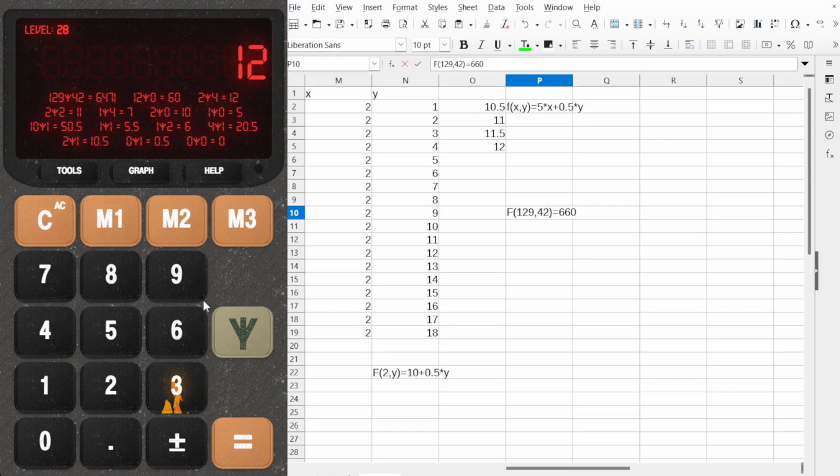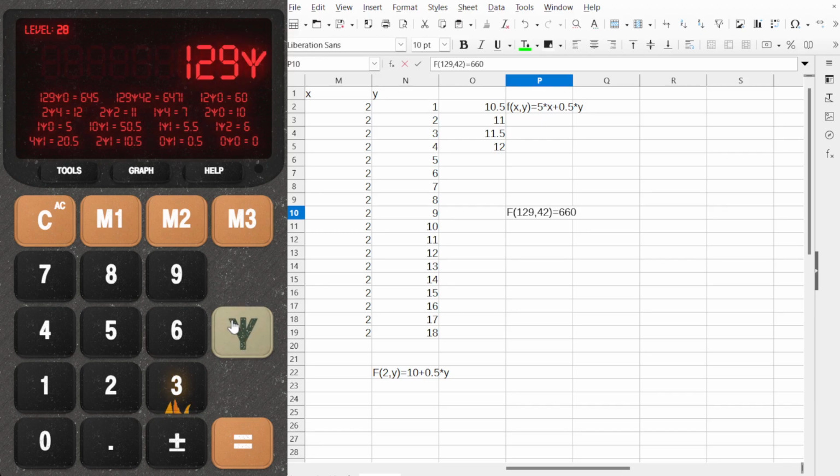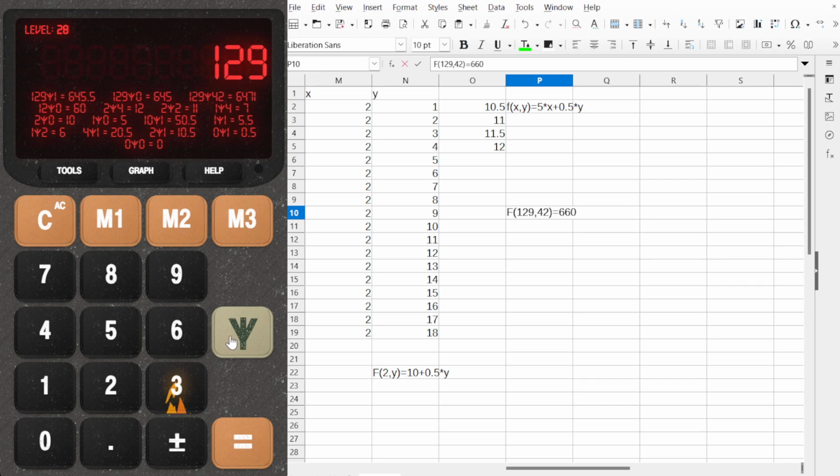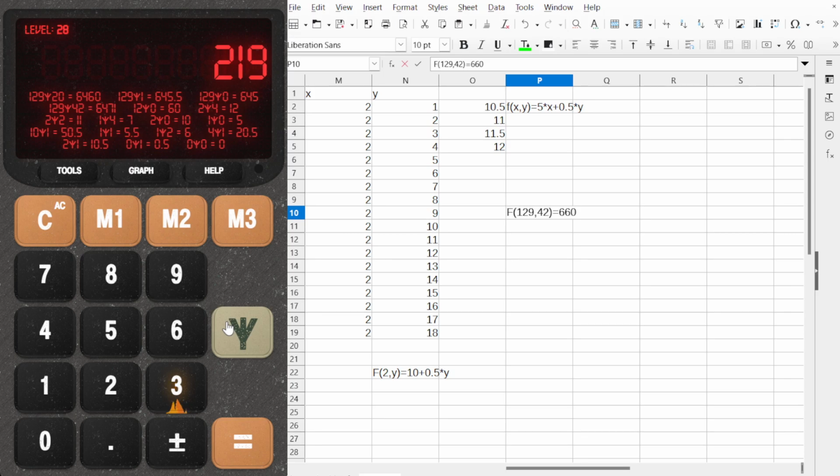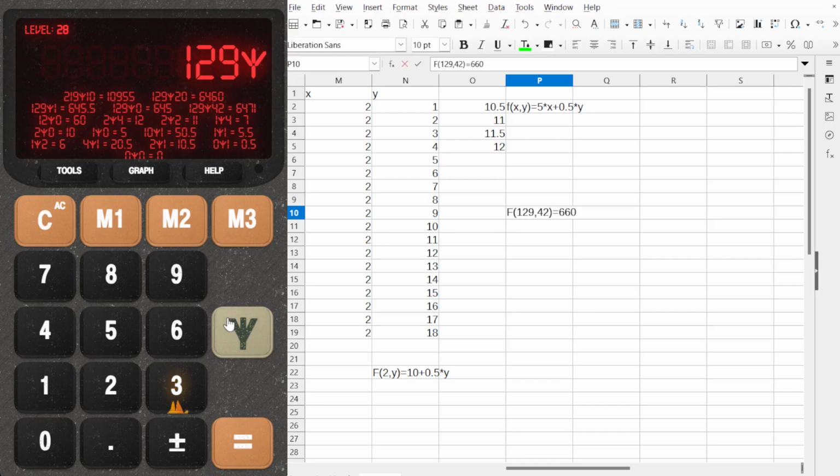Let me check this once more. 129, 0, 645. 129, 1, 645.5. Okay, 129, 20. Why is this suddenly so big? This is way too big. 129, 10. Again, way too big. When does it suddenly happen?